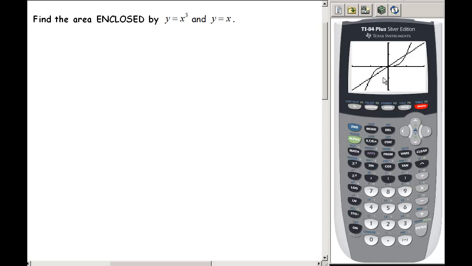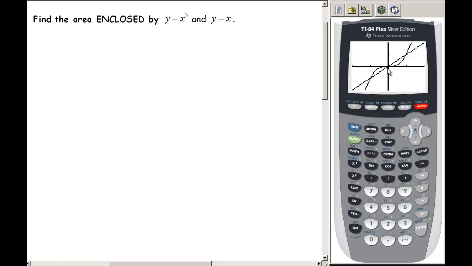When you look at this, hopefully you notice that we have two regions, this region over here and this region over here. And the other thing you should notice is that the top function changes between the two. So in this region over here, the top function is x cubed and the bottom function is x. But over here, the top function is x and the bottom function is x cubed. The second thing I want you to notice is that there's a lot of symmetry going on, and in fact they're the exact same shape, it's just flipped over.